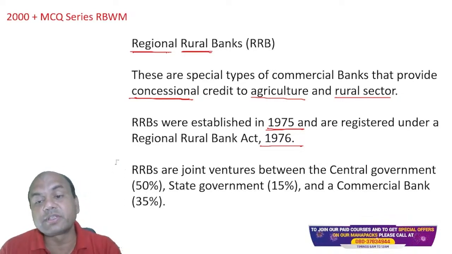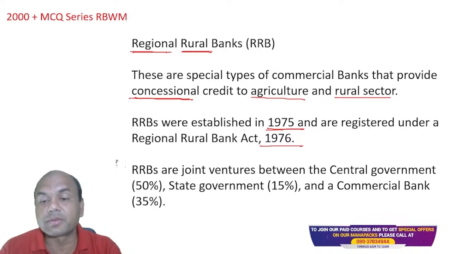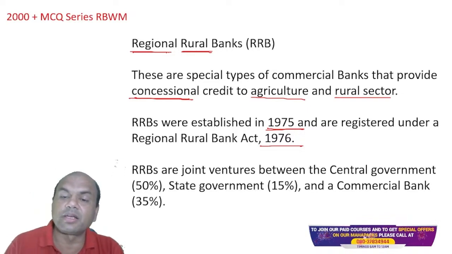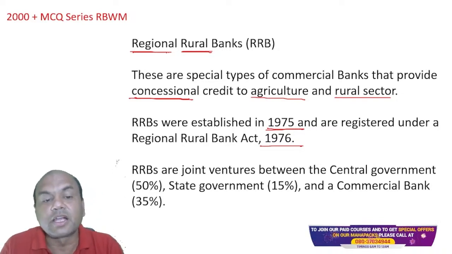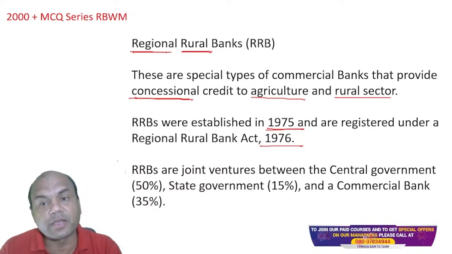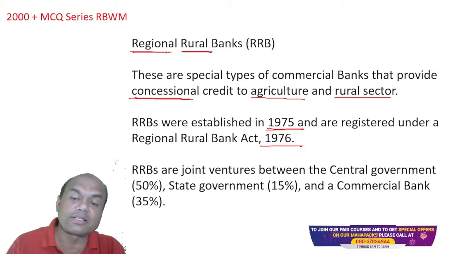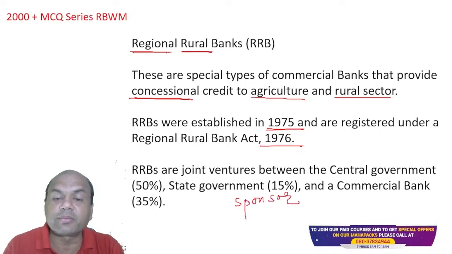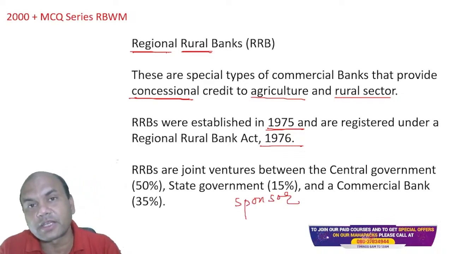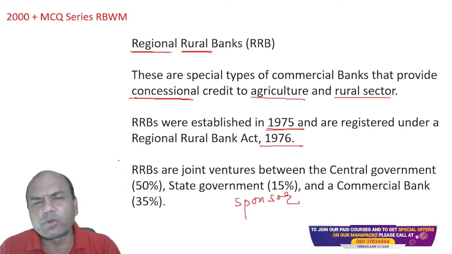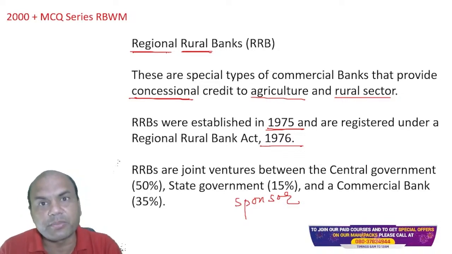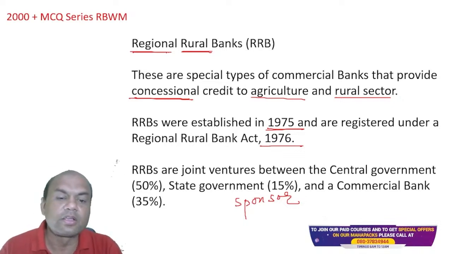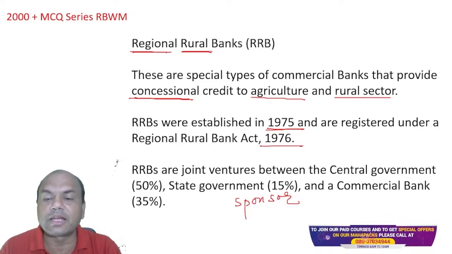RRBs are joint ventures between the central government, state government, and commercial banks. Now what does this mean? For any RRB which is formed, 50% of the capital is from the central government, the state government has 15% of the capital, and the commercial bank, known as the sponsor bank, holds 35% of the equity of this RRB. From your exam point of view, remember this is the structure: central government 50, state government 15, and commercial bank 35.